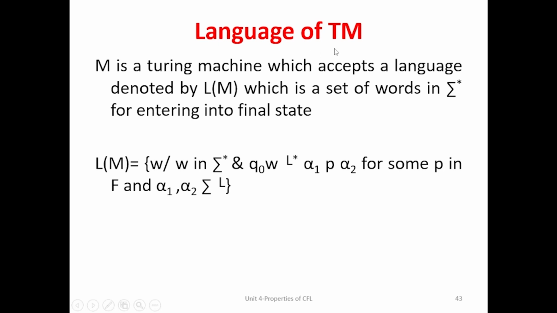And if you consider the language of a Turing machine, this is the definition. Let M be a Turing machine which accepts a language L, which is denoted as L of M. So a language contains a sequence of strings. Another name for a string is a set of words. So after reading all the symbols of a particular string, the Turing machine will automatically go to the final state. So it is the generalized definition of the language of a Turing machine.